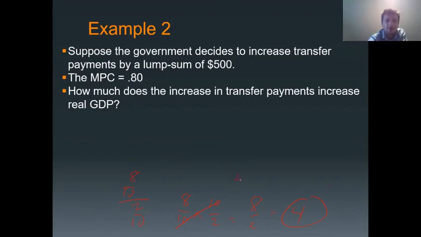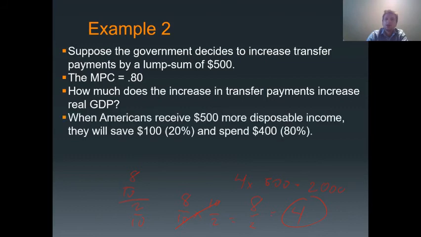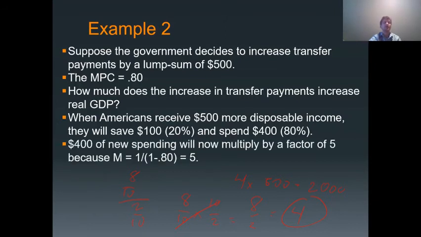So 4 times 500 equals 2,000. That works out the same way if you do it the longer version that I don't prefer. So when Americans receive $500, they'll save 100 and they'll spend 400 because that's their MPC and MPS. And then you can use the regular multiplier. So 1 over 1 minus the MPC, or 5 if you're doing that.